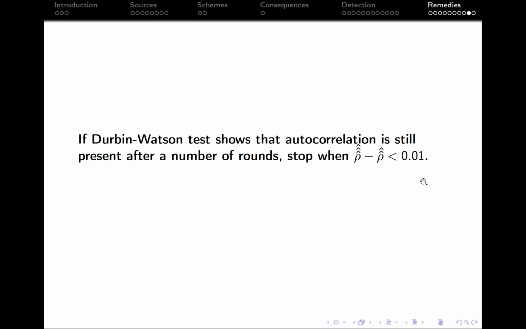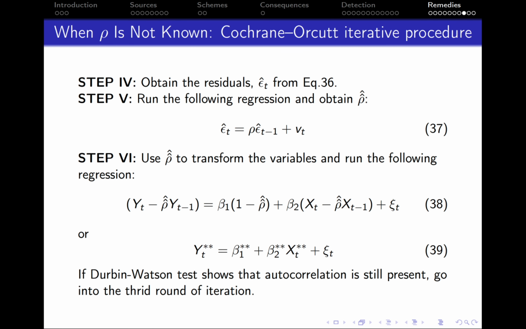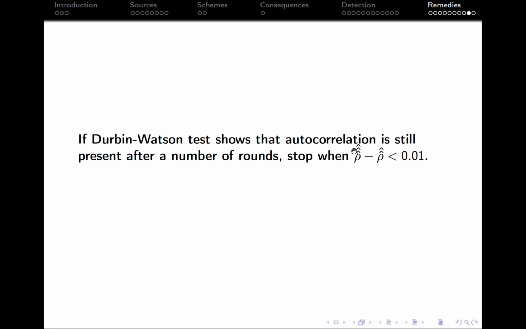When this happens, we need to stop and just accept the fact that we cannot solve the problem of autocorrelation using this procedure. So once again, when the difference between two estimated autoregressive coefficients is negligible, like less than 0.01, we stop the iterative procedure and accept that the procedure is not able to help us with autocorrelation, and we probably need to use another method.